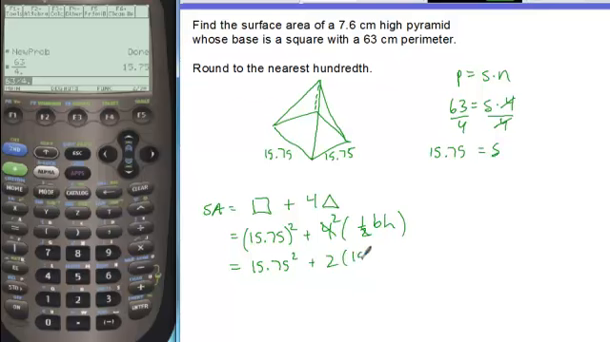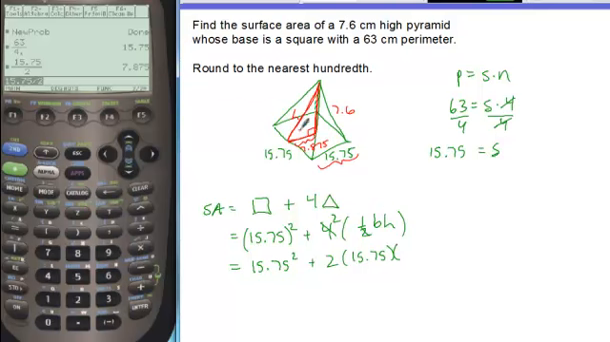that over here to the side, we know that this portion right here is 1/2 of this whole side length because it's from the center of this square base to the midpoint of that side. So if we take half of 15.75, we get this length to be 7.875.